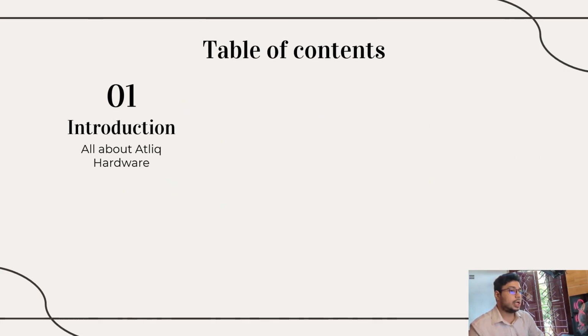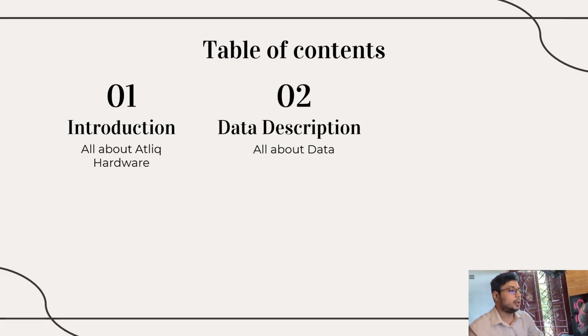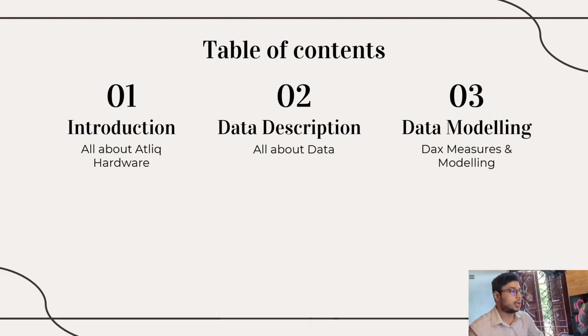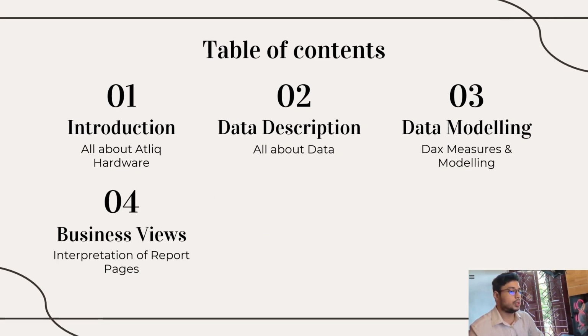So at the beginning, I will talk about Atlic Hardware, the stakeholder company. After that, I will talk about the data sources and what the data means. After that, I will talk about data modeling. Data modeling was a continuous process. I had to keep updating the data modeling while I was working on this project. Finally, I will show you the different business views. This means different report views like finance view, sales view, and others.